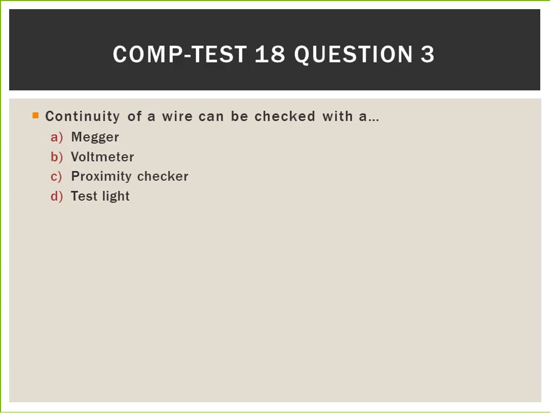Comp Test 18, question number 3. Continuity of a wire can be checked with A, Megger, B, Voltmeter, C, Proximity checker, and D, Test light.